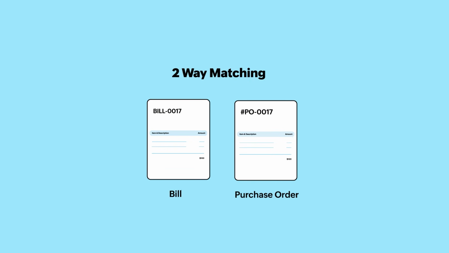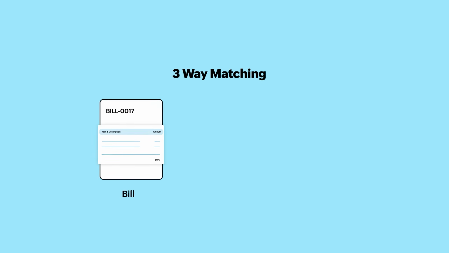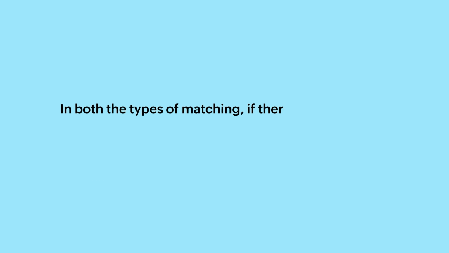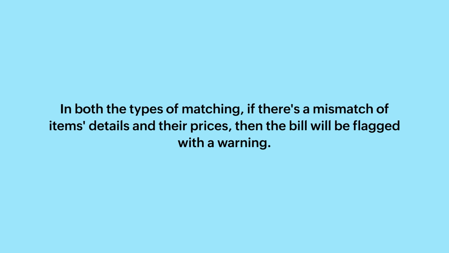In Zoho Books, there are two types of bill reconciliation: two-way matching and three-way matching. In two-way matching, the item details and their prices in bills will be matched with the respective purchase order. In three-way matching, the item details and their prices in bills will be matched with the purchase order and purchase receives. In both types of matching, if there's a mismatch of item details and their prices, then the bill will be flagged with a warning.